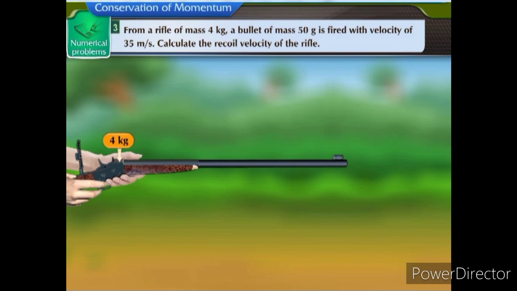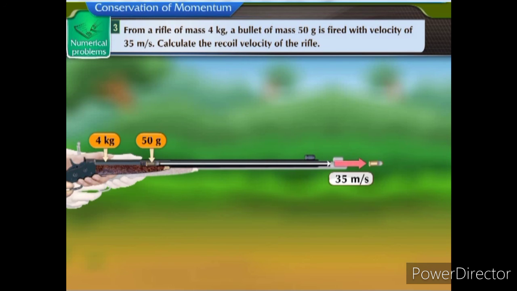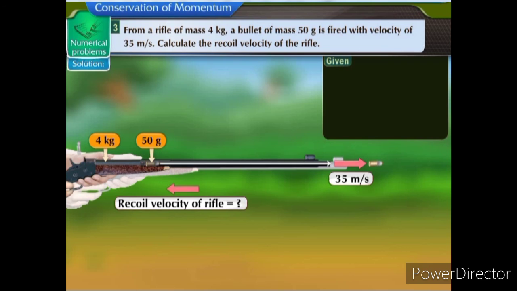3. From a rifle of mass 4 kilograms, a bullet of mass 50 grams is fired with a velocity of 35 meter per second. Calculate the recoil velocity of the rifle. Solution. Given data. Mass of rifle is equal to 4 kilograms. Mass of bullet is equal to 50 grams, which is equal to 0.05 kilogram. Velocity of bullet is equal to 35 meter per second.